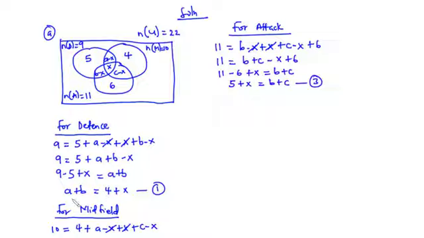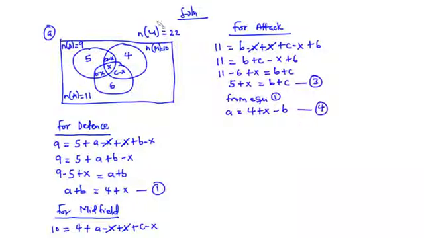Now from equation 1, let's make A the subject. So from equation 1, A is equal to 4 plus X minus B. Let's call this equation 4.